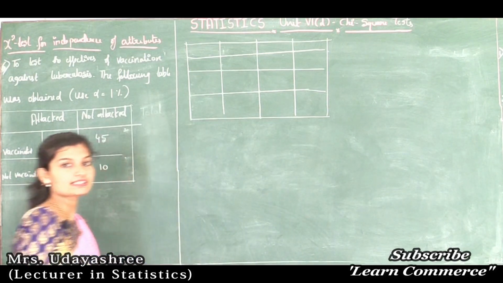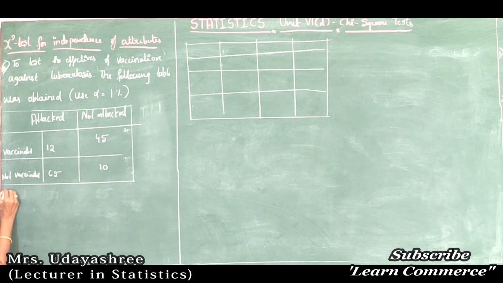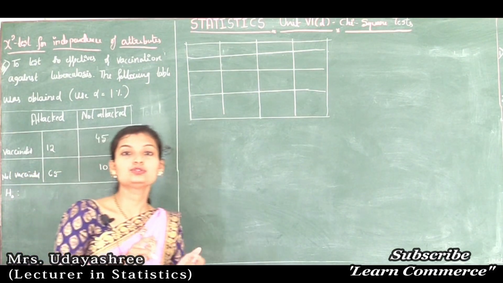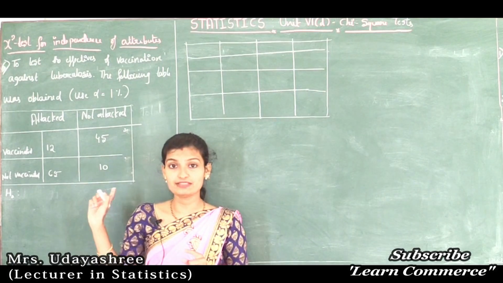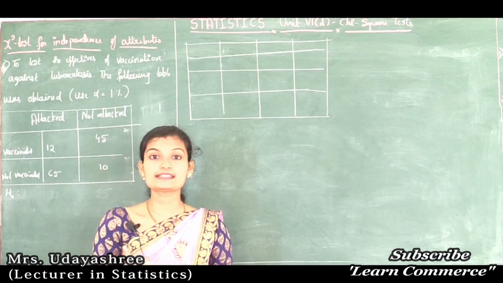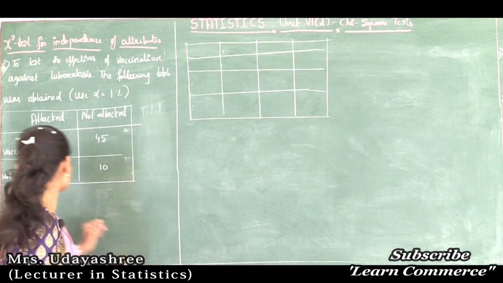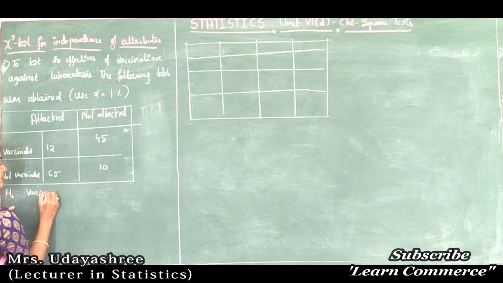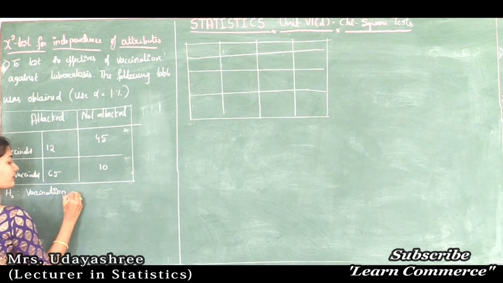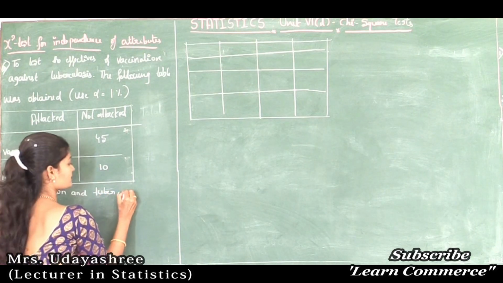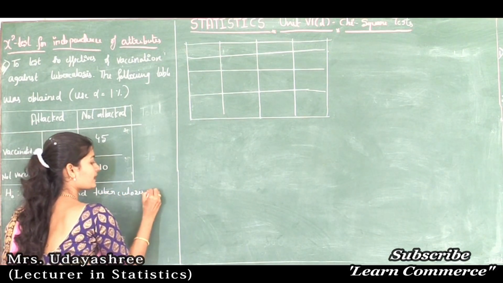In that, step 1 is setting up of null hypothesis, denoted by H naught. We discussed in the test procedure that H naught is: two attributes are independent. Here the two given attributes are vaccination and tuberculosis. So here H naught is vaccination and tuberculosis are independent.